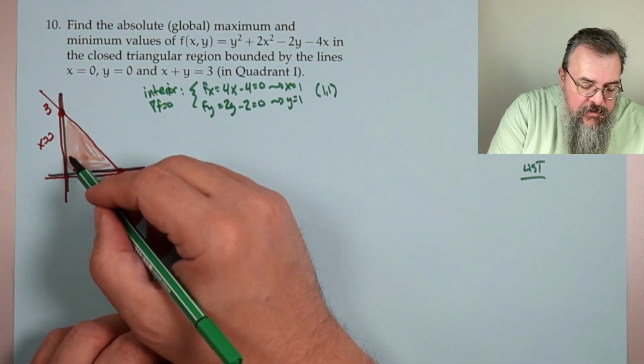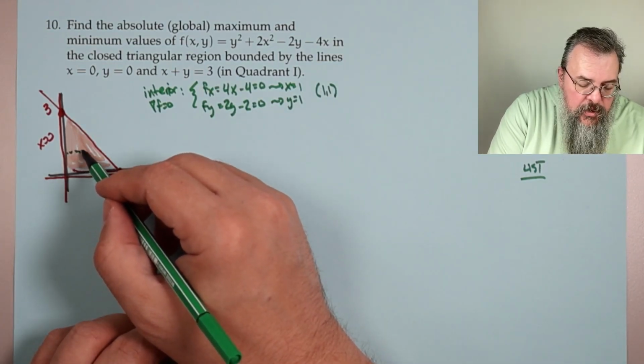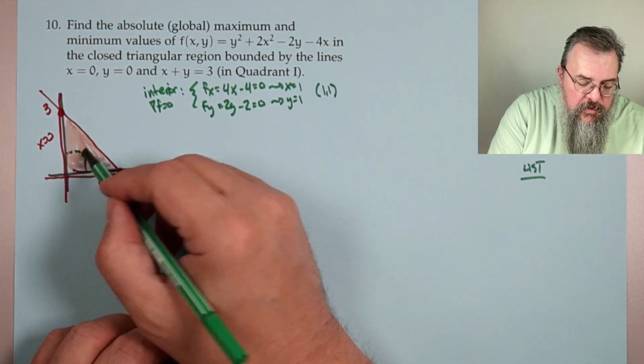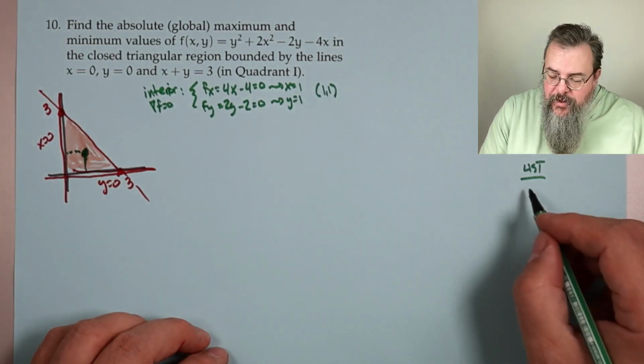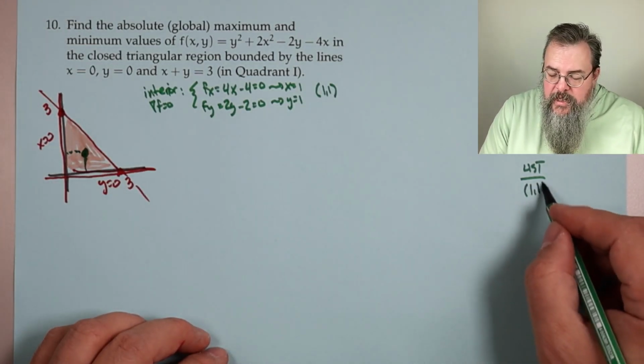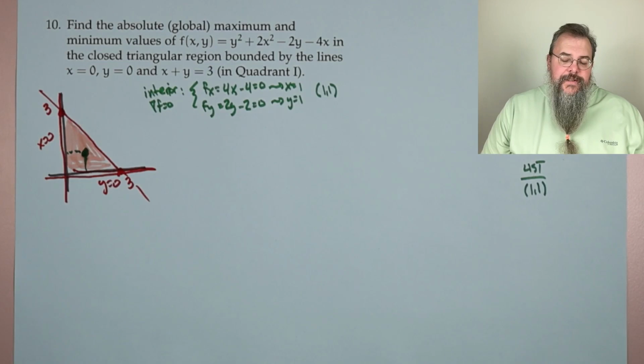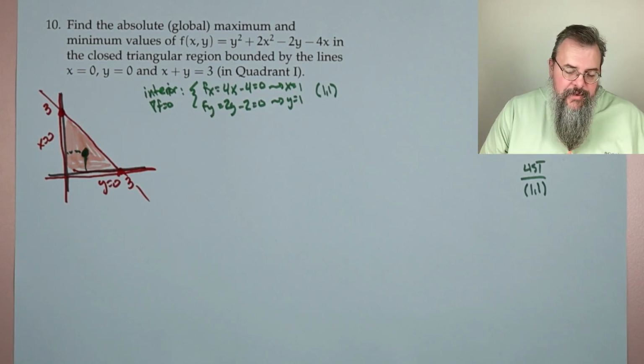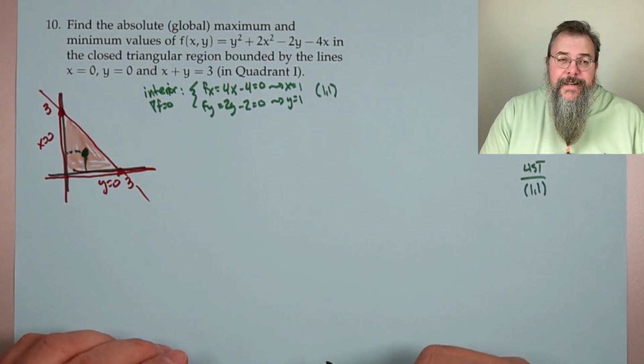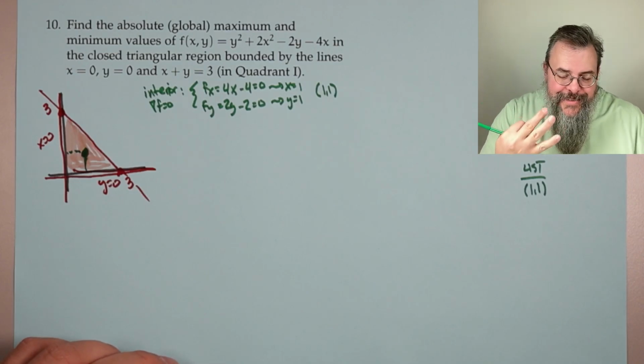Okay, now is that in here? Well, it turns out yes, it's right there. So 1 comma 1 is in the triangle. So it's a point on our list. All right, now 3 sides.